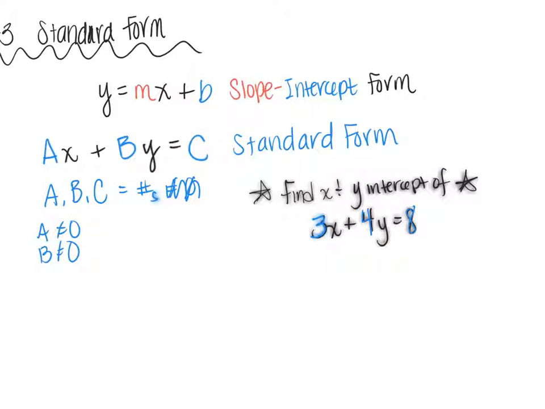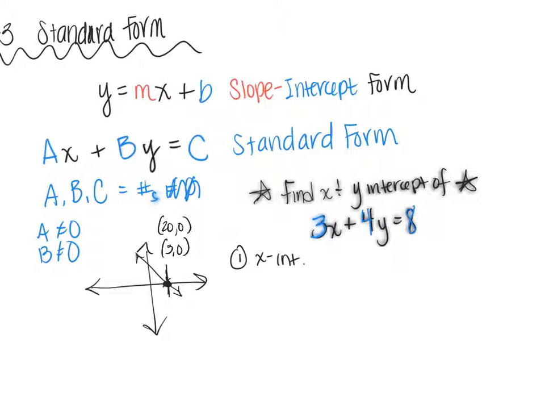So the first thing I want to do is find my x-intercept. Now my x-intercept, if I think back to my coordinate plane, is where my graph intersects with my x-axis. So my x-intercept here is this point right here. Notice that my x-intercept is some number like 3, 0, or 20, 0. It's when y is 0. So my x-intercept is when y equals 0. So let's plug that in to my equation. So when y equals 0, I want to plug that in for y, and let's solve.